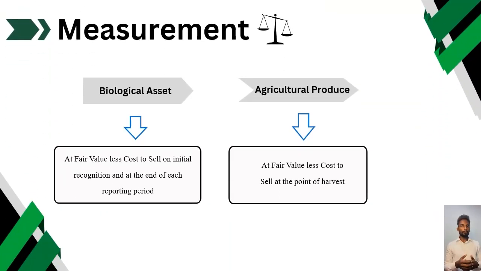Once a company has identified an asset, we look at how to measure it. A biological asset should be measured at initial recognition and subsequently at the fair value of the asset less the costs to sell the asset. That means according to the concept called fair value less costs to sell. And the agricultural produce is measured according to the concept of fair value less costs to sell.